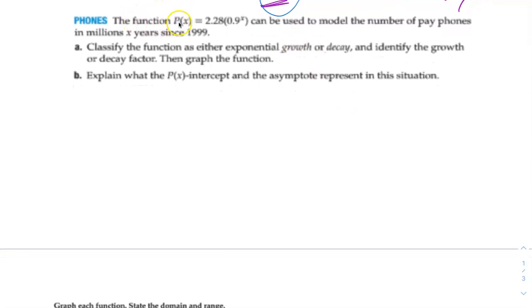Next one's an application problem that we will need a calculator for, or plug it into a decimal thing. The function p of x equals 2.28 times 0.9 to the x can be used to model the number of payphones, remember those things, in millions of years since 1999. Classify the function as either exponential growth or decay, and identify the growth or decay factor, then graph the function. So look at the thing right here. It's all about a and b. A is my initial value, b is my growth or decay factor. This is less than 1, so it's a decay. The decay factor is 0.9.